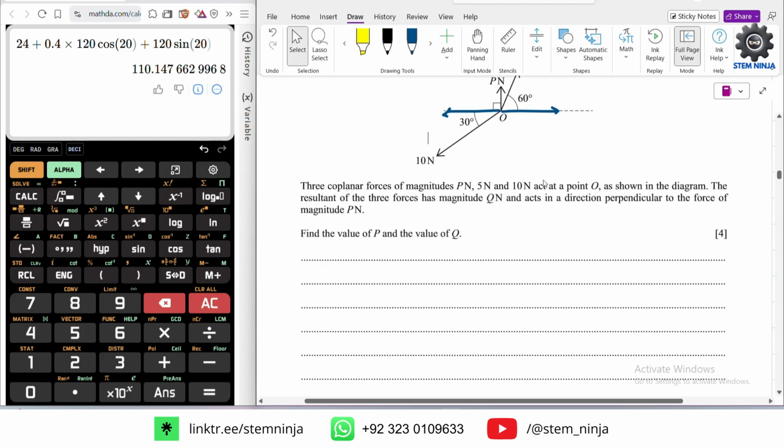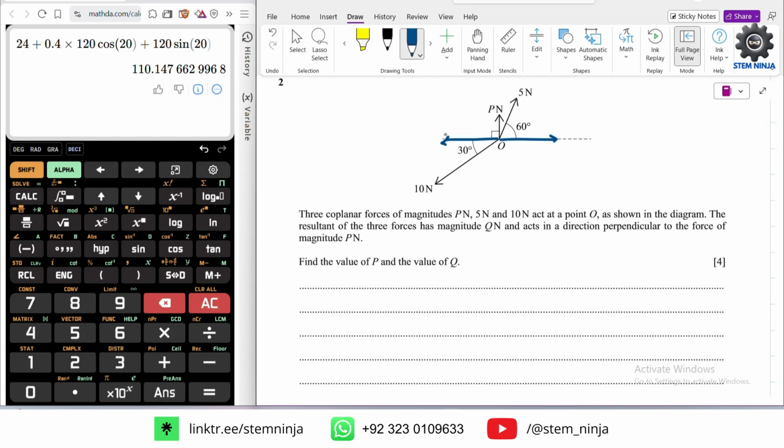Alright, so we can actually figure this out. Let's resolve the 5 newton force. So this is 5 cos 60 degrees. This would be 5 sin 60 degrees. This is 10 cos 30 degrees. And this is 10 sin 30 degrees.